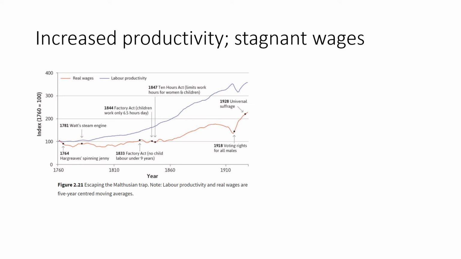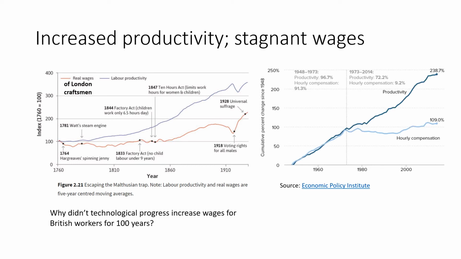Finally, wages started to come up, but between 1760 and 1860, although people had gotten much more productive, essentially all that increase in production, all that increase in surplus went to the owners of capital rather than to workers. Remember, these are the real wages of London craftsmen.